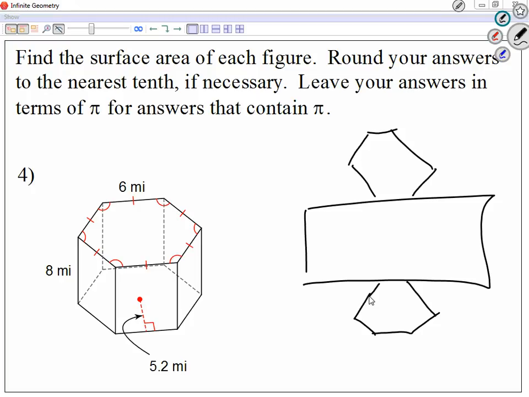Now, what's the perimeter of a hexagon? 36. Okay, so the perimeter is 36 times 8. Good. 288. Good. So the big rectangle is 288.